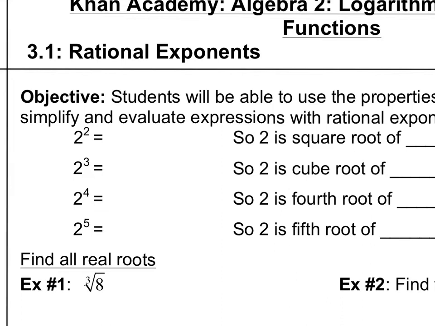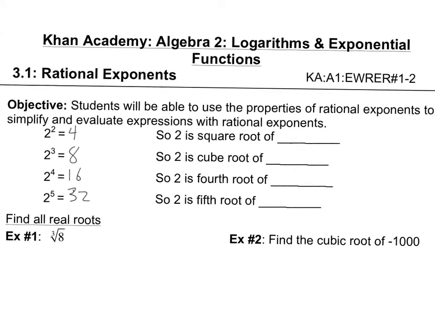We could say 2 squared, that's 4. 2 cubed is 8. 2 to the 4th is 16. And 2 to the 5th is 32. Well, I bring that up because I want to be able to do the opposite.